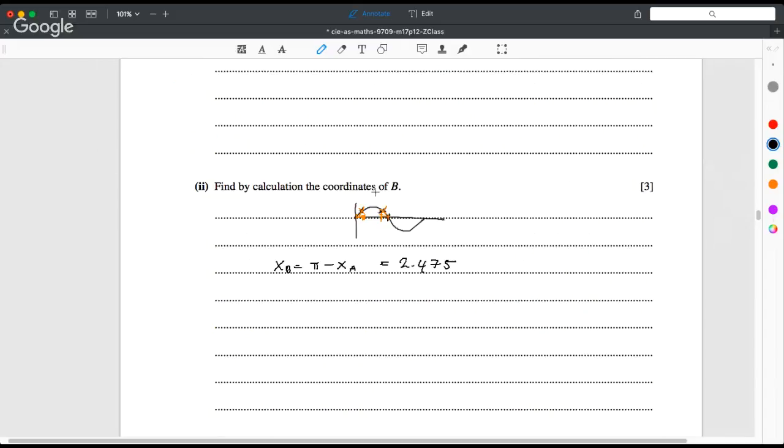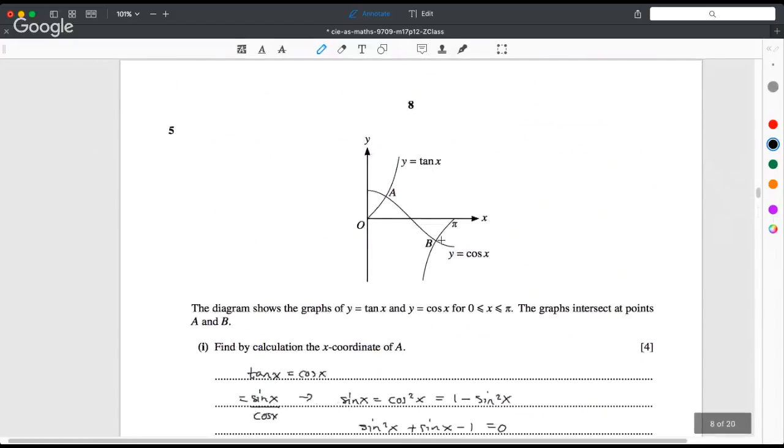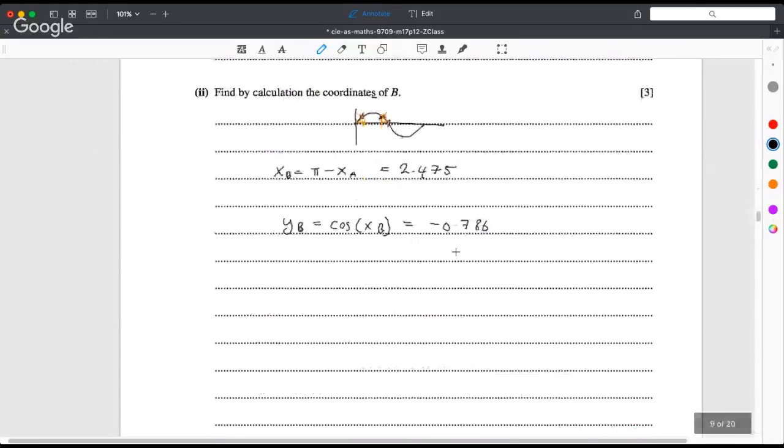But they want the coordinates, both of them. So you just go yb is equal to the cosine of xb, because you know it lies on that cosine line, which is minus 0.786. And let's just look at the diagram to see if that makes sense. X is positive, y is negative. That looks like it's probably going to be correct.